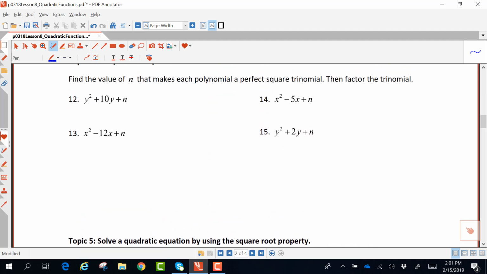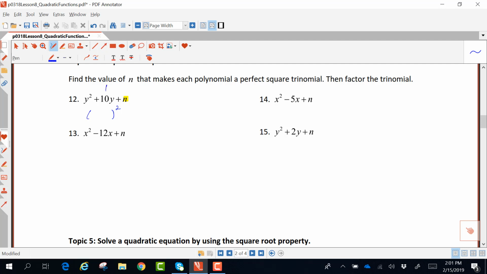Numbers 12 through 15 are asking to find the value of n on the end of this expression so that this expression could then be factored as a perfect square. Well, a perfect square would be a binomial to the power of 2. So we have to find out what the number would need to be for n so that trinomial could be written as a perfect square. This process is quite interesting.